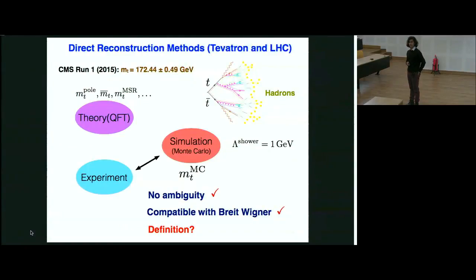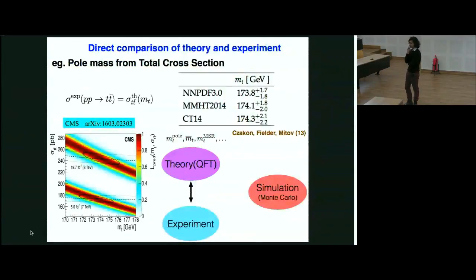It does not have an ambiguity, as has been studied, and it is compatible with Breit-Wigner. However, we don't know what the definition of this mass is. We don't know the precise field theoretic relation of the Monte Carlo mass to the parameters of QCD. So we're missing a link between theory and experiment here. That mass has a specific meaning. How to relate this mass to the parameter that has good theoretical meaning? Yes, and that's a problem. That is the question, and that's why this study is there.